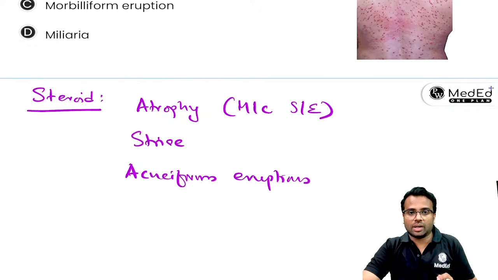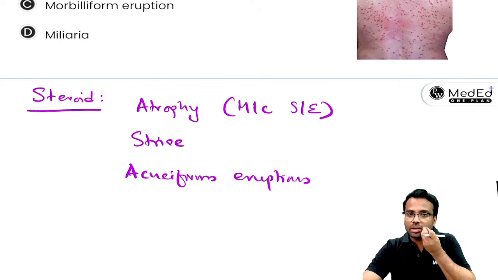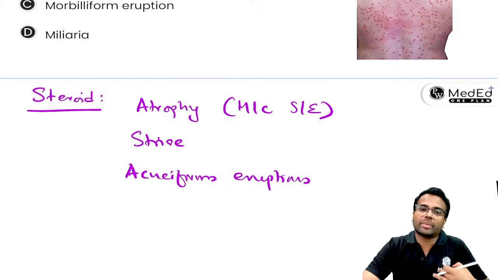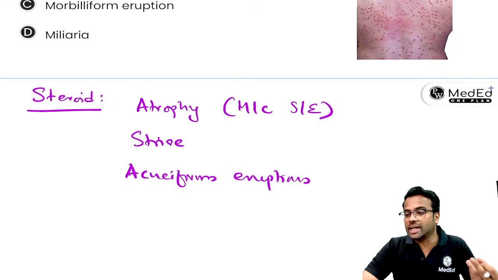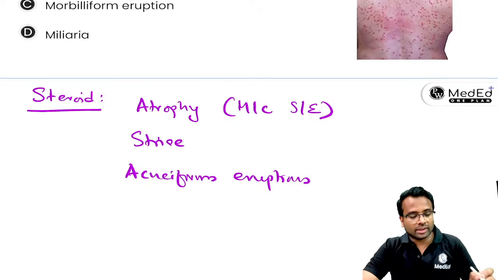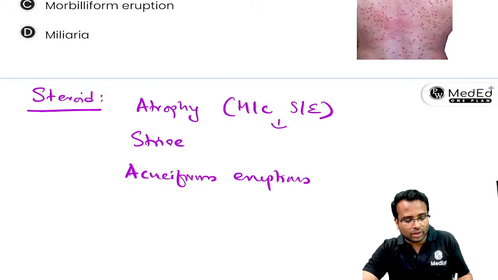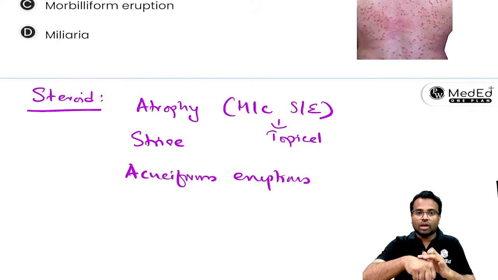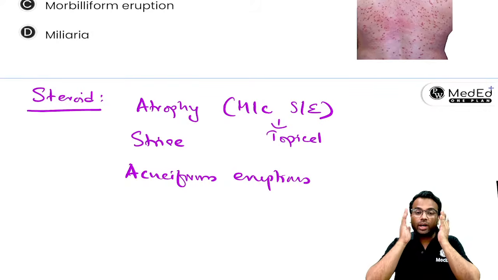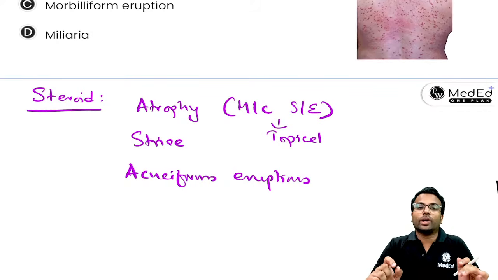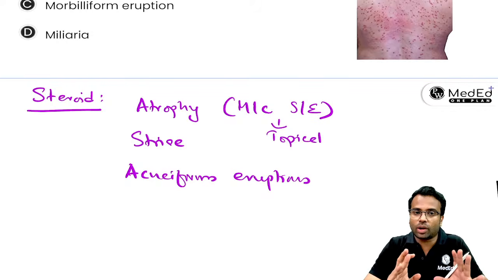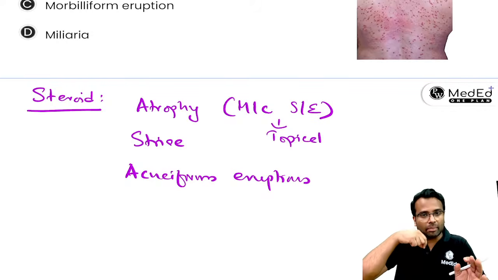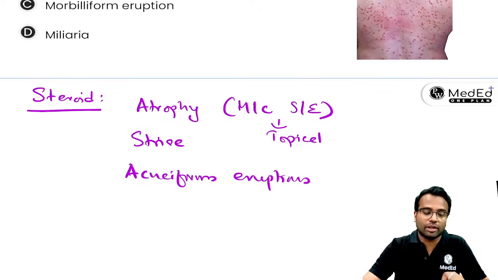acneiform eruptions. Once you take a steroid tablet, the patient may develop some acne on the face or some acne on the trunk. These are called acneiform eruptions. That is a very common type of side effect associated with steroid tablets. Atrophy is usually seen with topical agents like topical creams. Once you apply a steroid cream, especially over a longer period of time or in larger quantities, the skin may thin. The thinning is called atrophy. But when you take steroid tablets, the patient may develop acneiform eruptions.